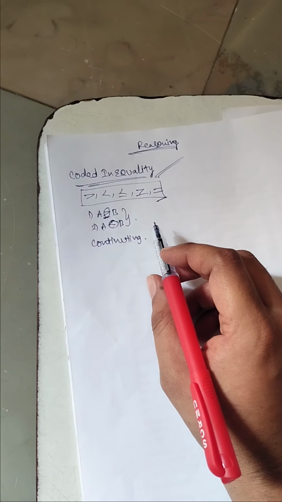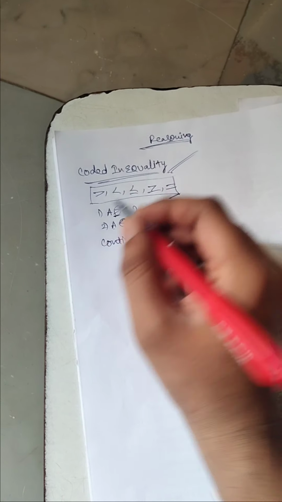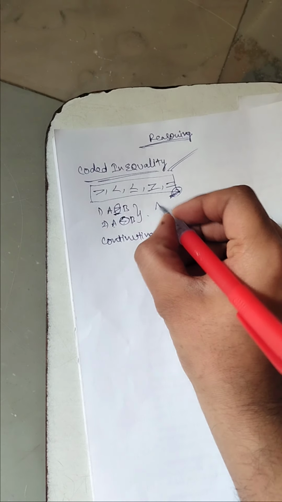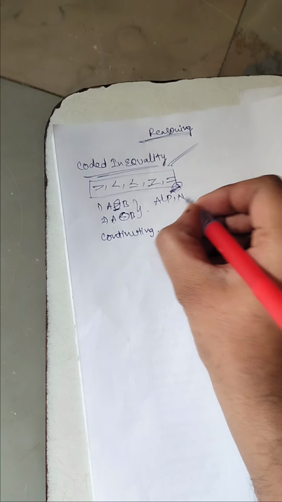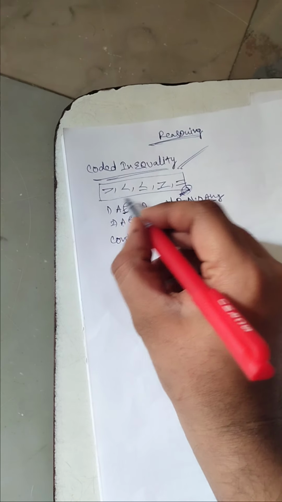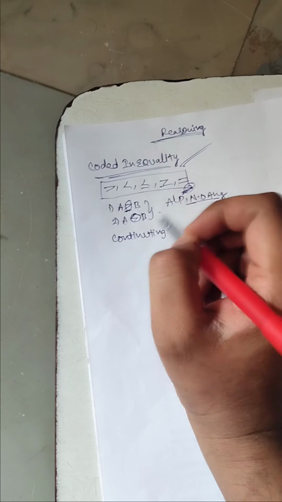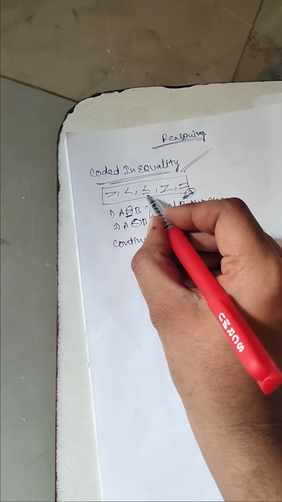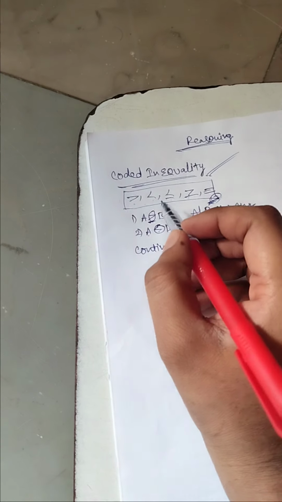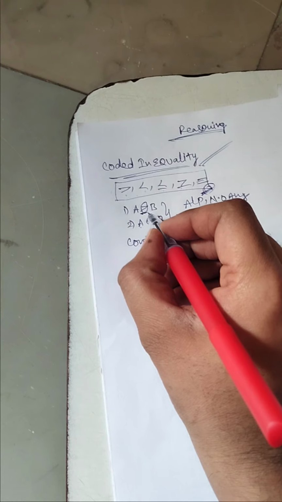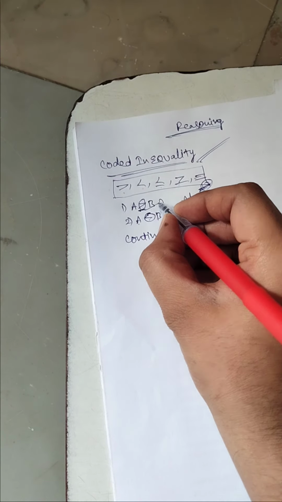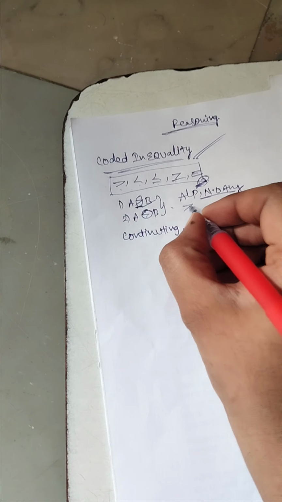In this chapter we have problems with symbols only. It may be given with alphabets, with numbers or anything else, but we have to find the relationship between them using these symbols only: greater than, less than, less than or equal to, greater than or equal to, and equal to. Suppose I say a is greater than b, it is shown as a > b, this symbol means greater.